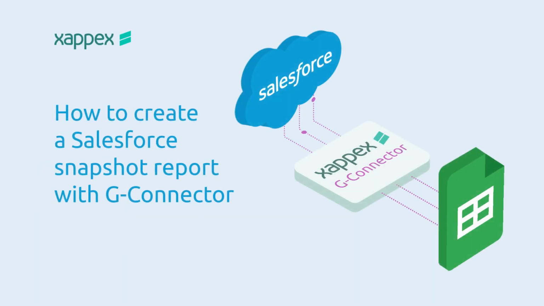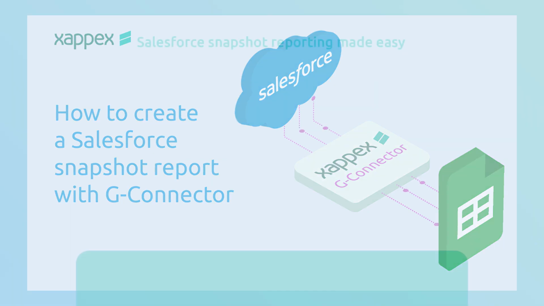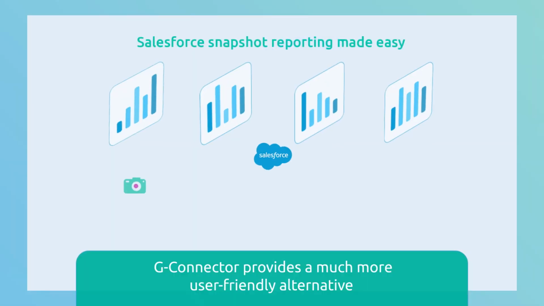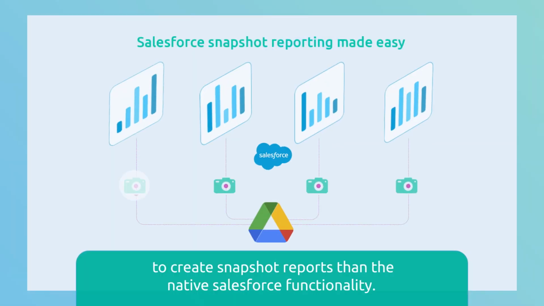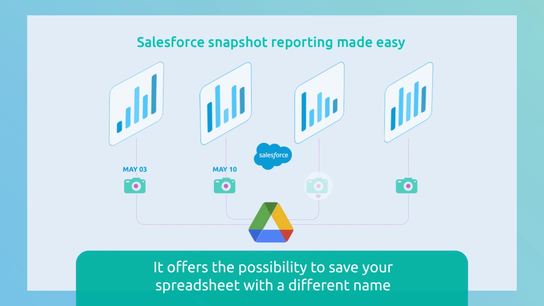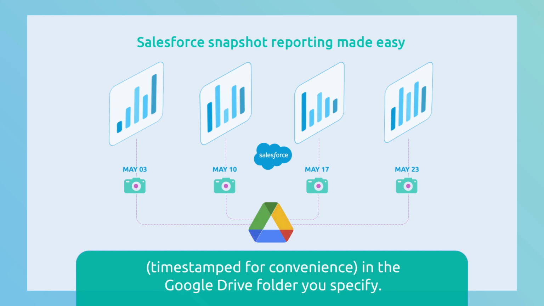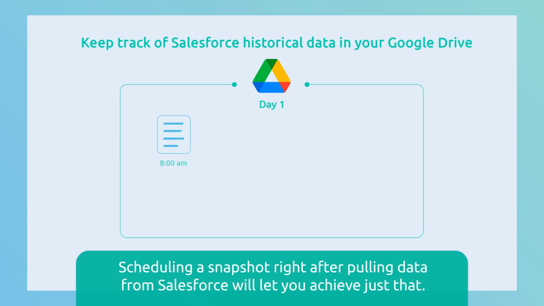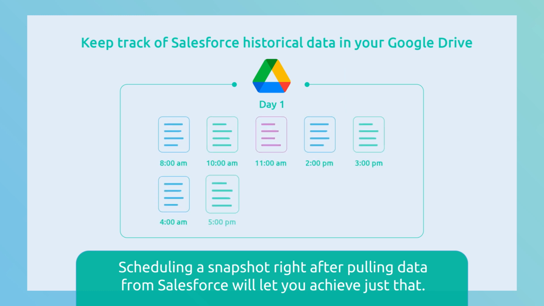How to create a Salesforce snapshot report with G-Connector. G-Connector provides a much more user-friendly alternative to create snapshot reports than the native Salesforce functionality. It offers the possibility to save your spreadsheet with a different name, timestamped for convenience, in the Google Drive folder you specify. Scheduling a snapshot right after pulling data from Salesforce will let you achieve just that.